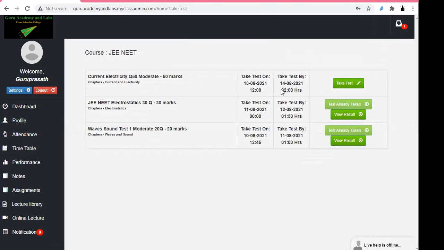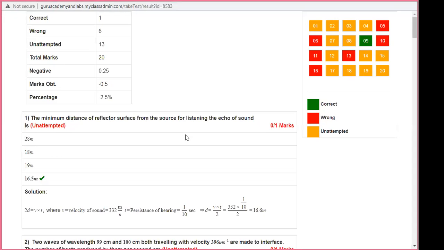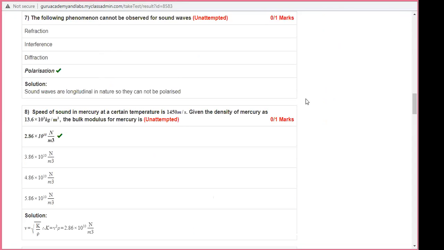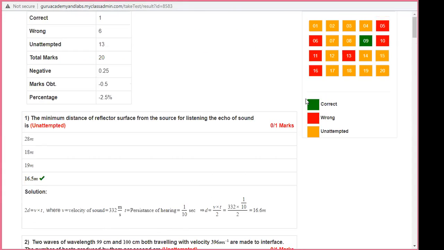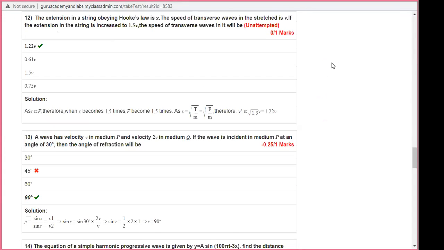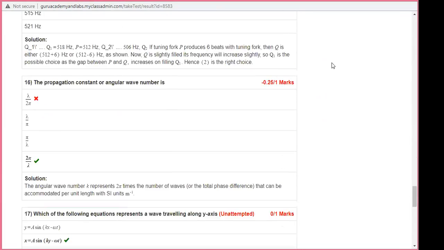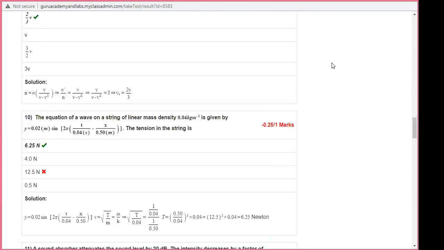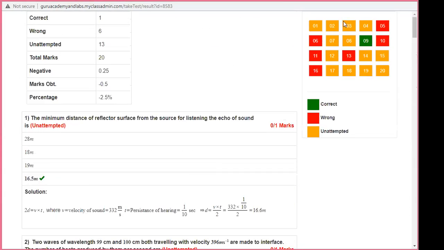So I'll be setting up the time. So within that time only you'll be able to take the test. If you try to enter after the time, you will not be able to take the test. I'm already using this for the JEE and NEET course students. So this is how the interface will look like for most of your entrance exams.